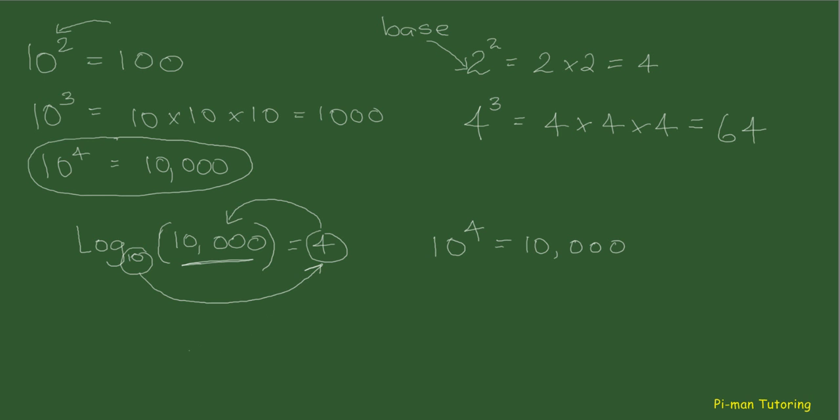Let's look at another one of those from above. So we had that 4 cubed is equal to 64. And therefore, we can write that the log in base 4 of 64 is equal to 3. Remember again, we take the base from here, we raise it to the power of the log here to get the number here. 4 to the power of 3 is 64.